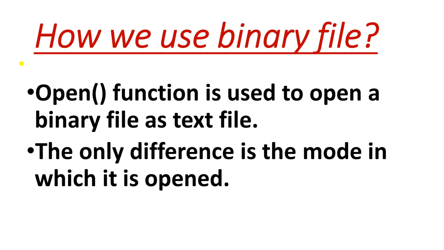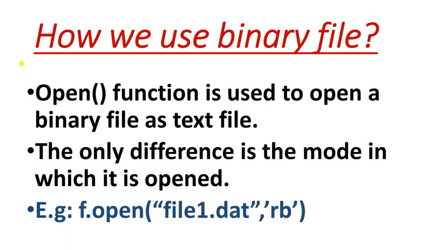The only difference is the mode of the file, whether it is binary, whether it is reading or writing. So here the mode specifies whether this is a binary file or a text file. For example, f = open("file1.dat", "rb"). So this rb, r is for read and b is for binary. It is indicating that this is a binary file.